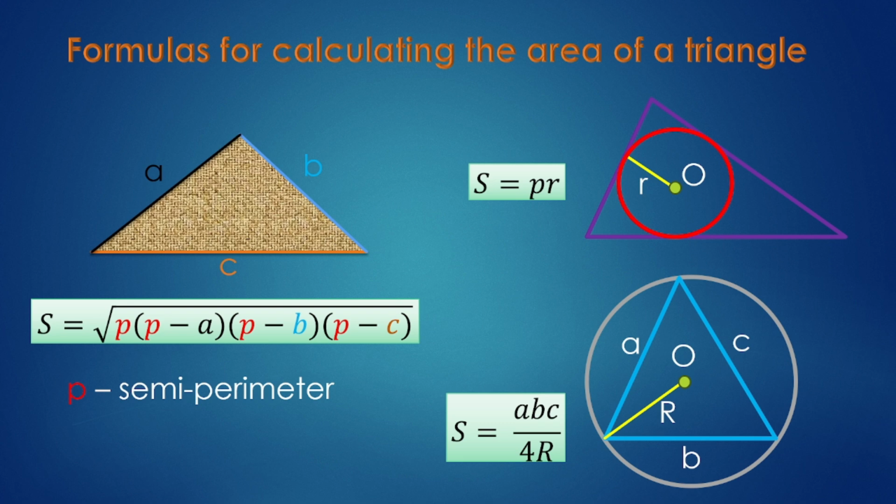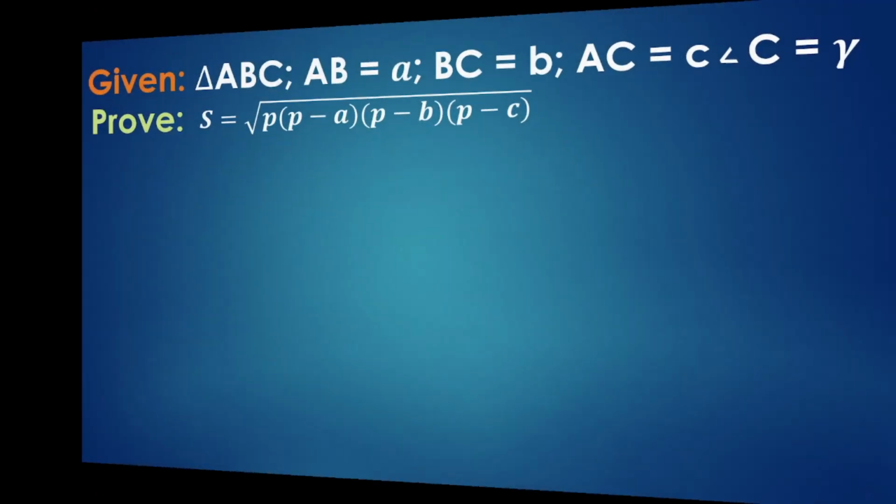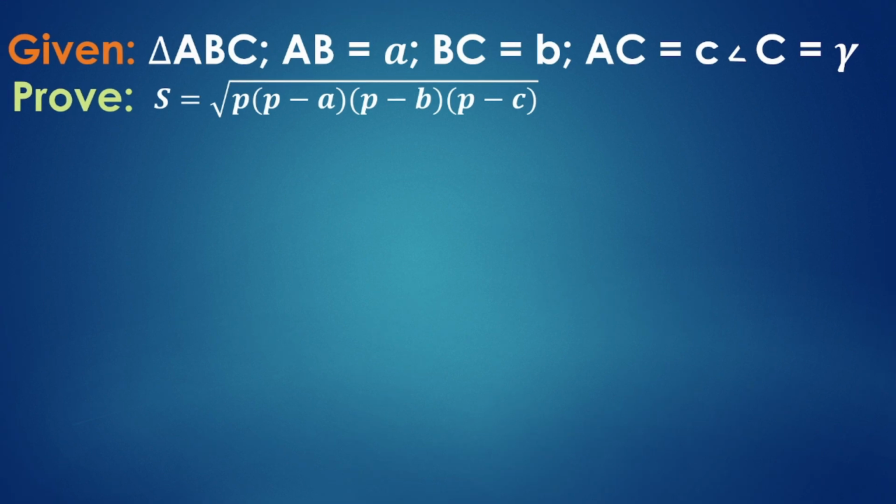Remember, a circle can always be circumscribed around any triangle, and a circle can always be inscribed in any triangle. Also, remember that the center of the inscribed circle lies at the intersection of the angle bisectors, and the center of the circumscribed circle lies at the intersection of the perpendicular bisectors of the sides. Let's prove each formula step by step and separately, but let's start with Heron's formula.